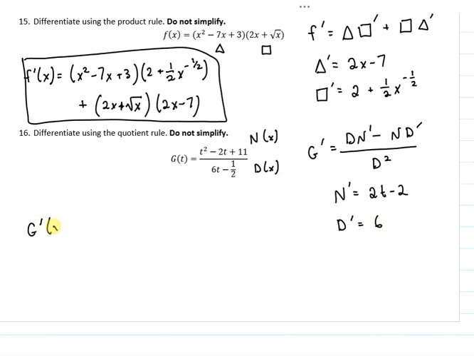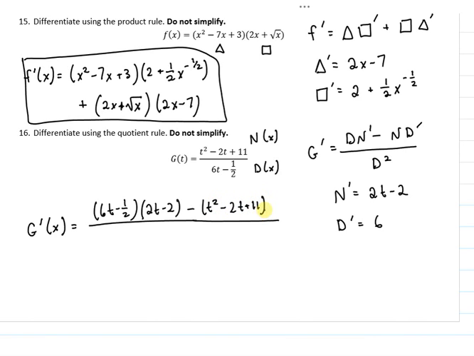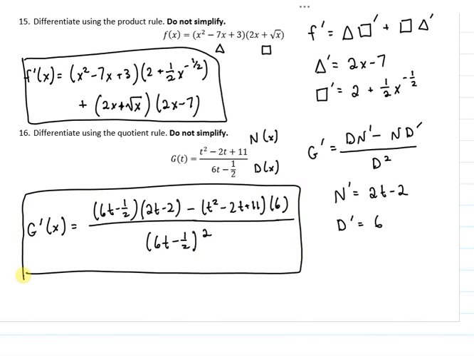G prime of x is d n prime, so 6t minus 1/2 times 2t minus 2 minus n, t squared minus 2t plus 11 times d prime, which is 6, all over d squared, so that's 6t minus 1/2 squared. I wasn't supposed to simplify, so I'm not gonna. That's done. Okay, next page.